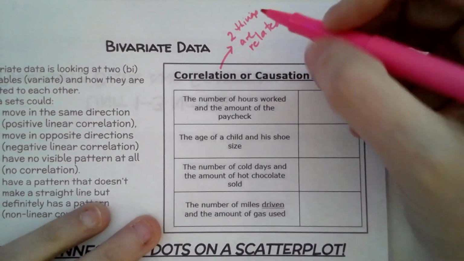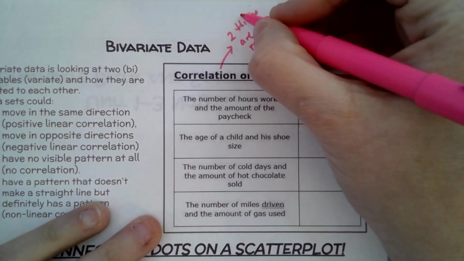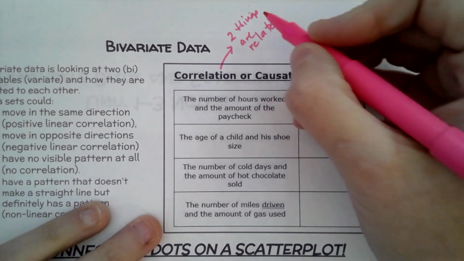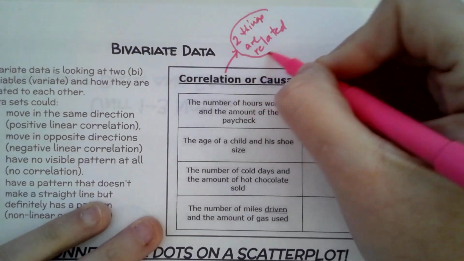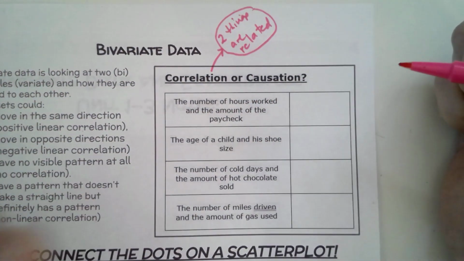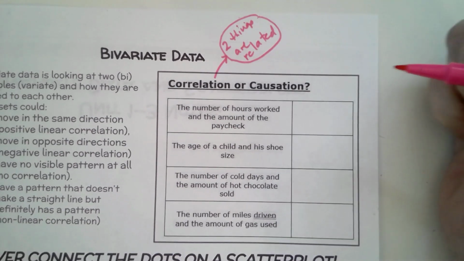Okay, so a correlation means that two things are related, and my handwriting is going to be extra special hard to read because I haven't written in a few days. I've just been laying on the couch groaning.